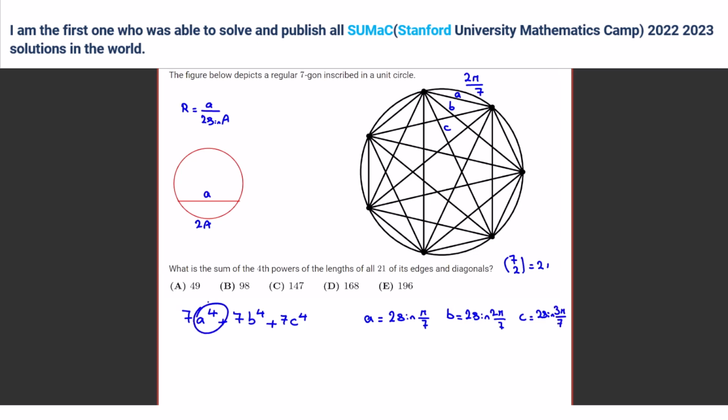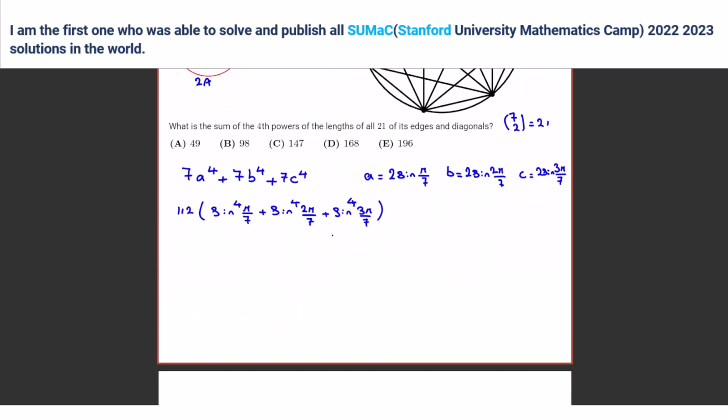So if you raise to the power of 4, 2 to the 4 is 16. 7 times 16 is 112. Yes. So we should calculate sine pi over 7 to the 4th plus sine 2 pi over 7 to the 4th plus sine 3 pi over 7 to the 4th, right? We solved a problem similar to this, I remember, and we used complex numbers. Remember?